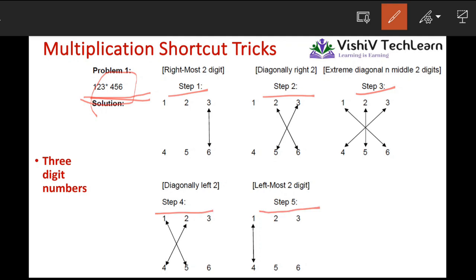In the first step we can do the multiplication of the rightmost figures. In step 2 we can do multiplication of the 2 rightmost figures. In step 3 we can do multiplication of all the 6 figures, and in step 4 multiplication of the 2 leftmost figures, and in step 5 the leftmost figures multiplication. And in each step we have to go on adding the carry, if any. So this is how we can do this.